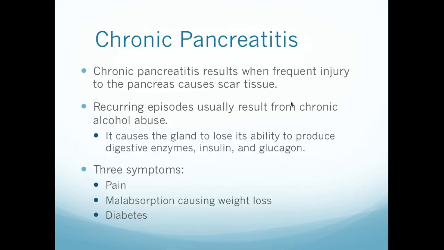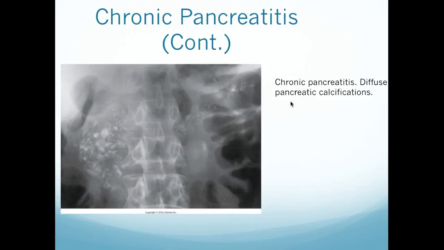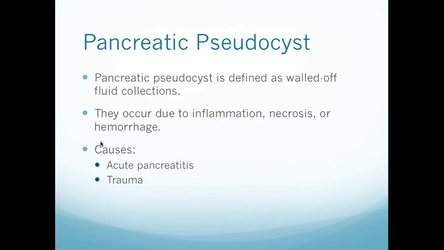It causes the gland to lose its ability to produce digestive enzymes, insulin, and glucagon. So the three symptoms are pain, malabsorption causing weight loss, and diabetes. And typically with chronic pancreatitis, you're going to get these pancreatic calcifications. So you can see all these little dots. That is your pancreas with the calcifications within it. So that's a sign of chronic pancreatitis.